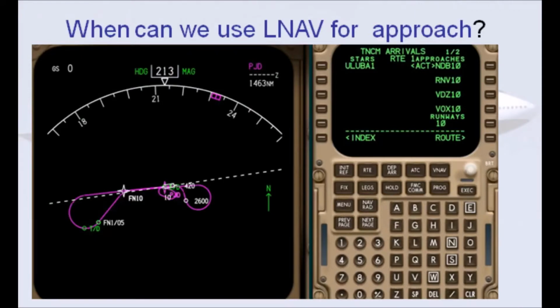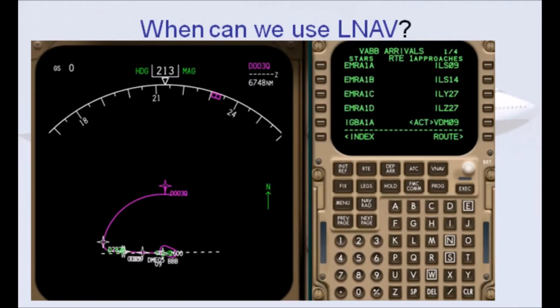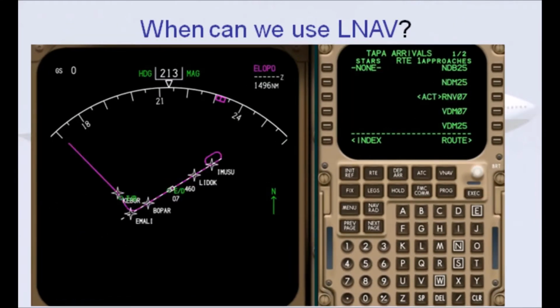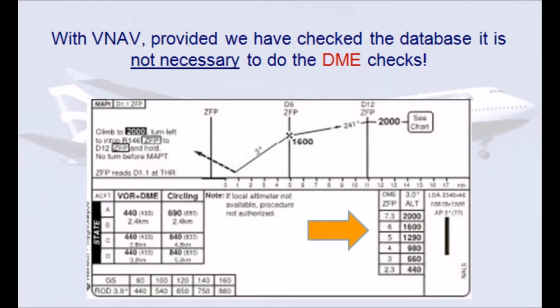We can use LNAV for an approach provided we've selected it from the database. So here a procedure turn, an arc, an intercept, and even a procedure hold, which will exit automatically on the inbound leg. If it's not an RNAV approach, remember you still have to monitor the raw data and follow that if necessary. As far as VNAV is concerned, provided we've checked the database, it's not necessary to do things like the DME checks that you will find on a lot of approaches.